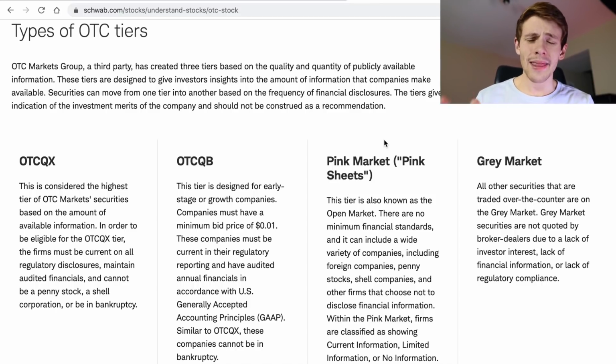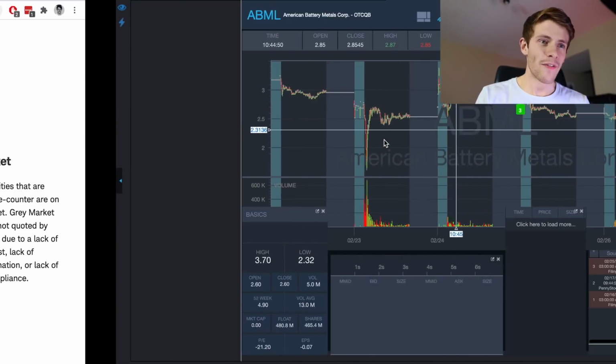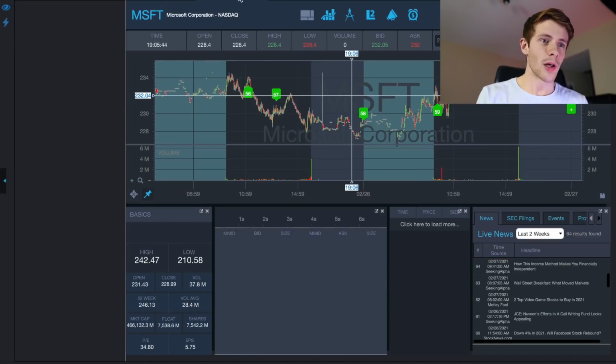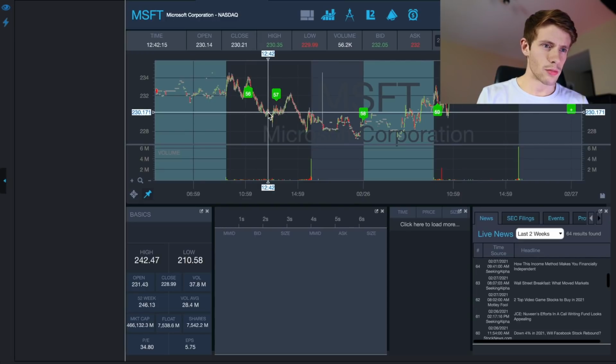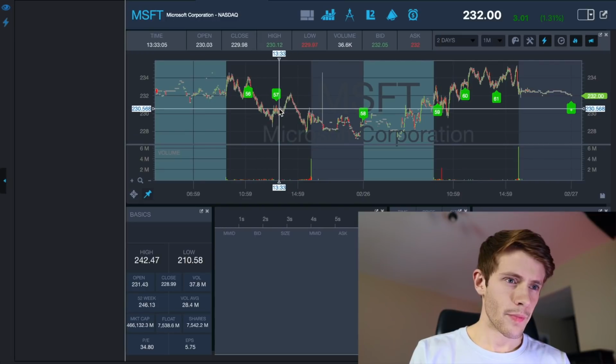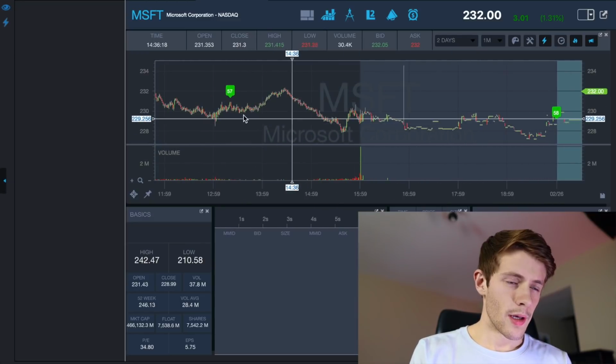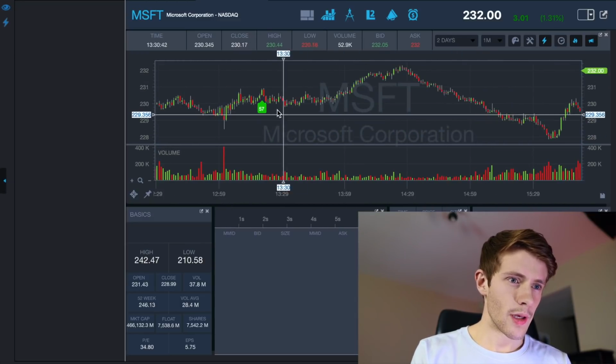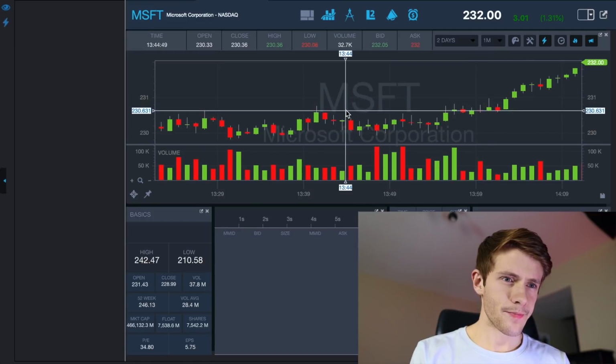And what I like about the OTC is that it has a lot cleaner charts and the price movement is a lot easier to read than if you're trading a NASDAQ or New York Stock Exchange stock. So if I go here, just as an example, look at Microsoft. If I zoom in, let's find a day. Let's go right here. How do I zoom in here? There we go. All right, so let's just zoom in and look at this.